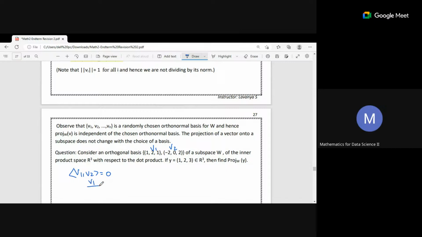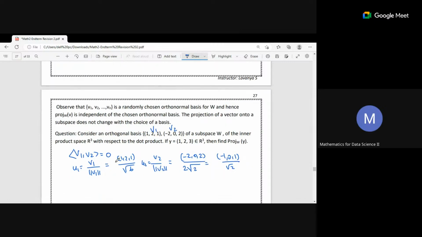What is V1 by norm V1? (1, 2, 1) by √6. And V2 by norm V2? Divided by 2√2. So you have (-2, 0, 2) by 2√2, since 4 plus 4 is 8, and 8 I can write as 2√2. So (-1, 0, 1) by √2. Okay, fine. So you have the orthonormal basis now.